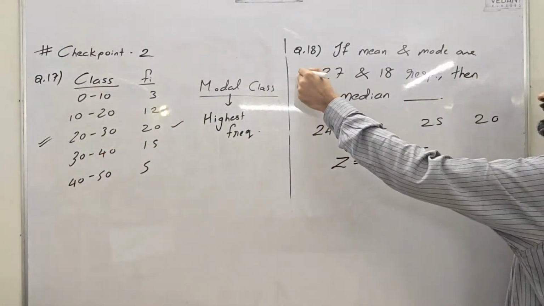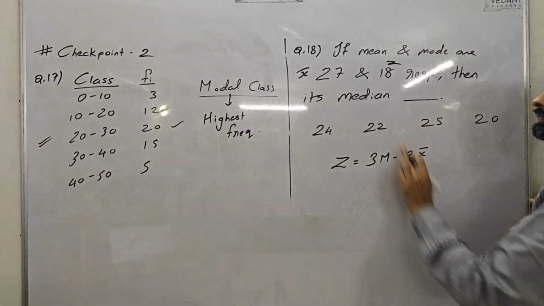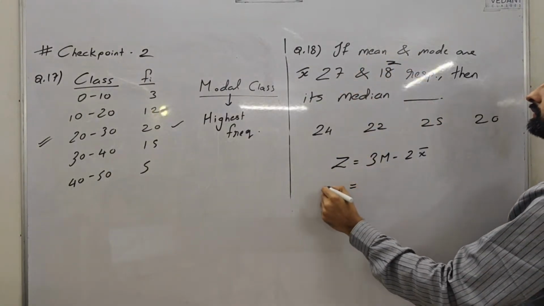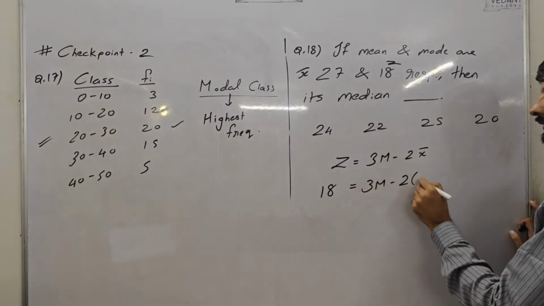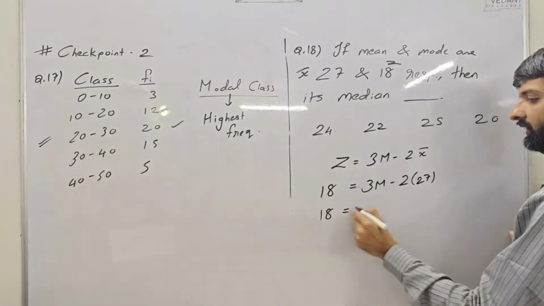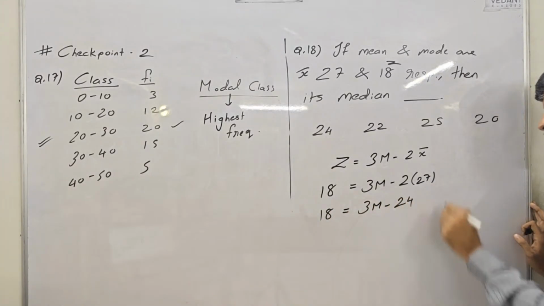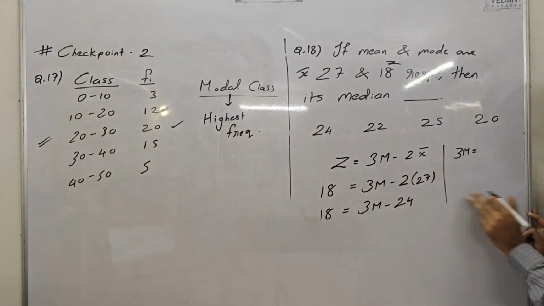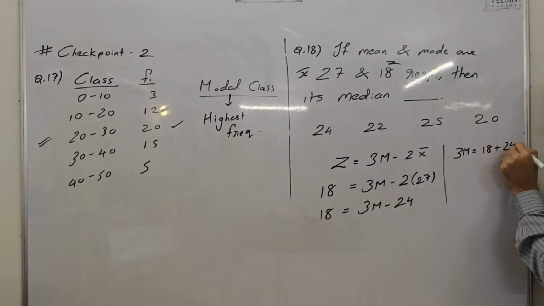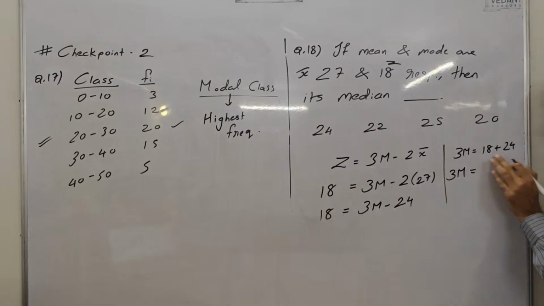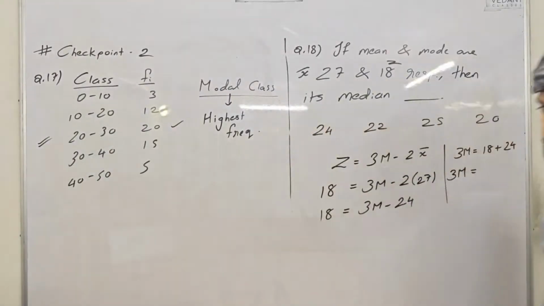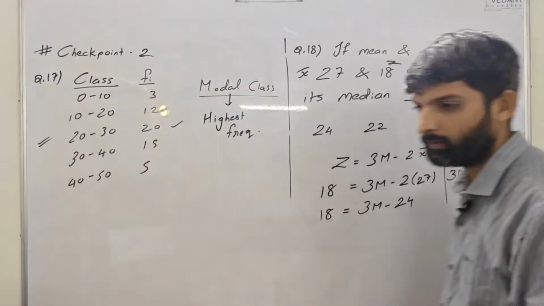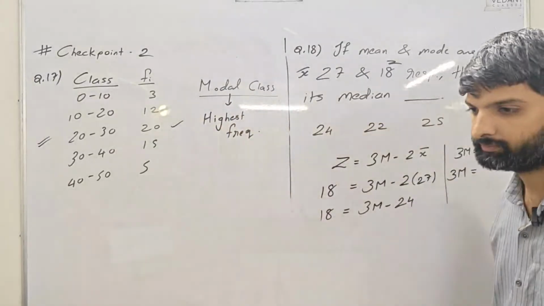This is the value of x bar, mean, and this is the value of z. So mean is given, z is given 18, 3m minus 2 into x bar is 27. So 18 is equal to 3m minus 24. So 3m is equal to 18 plus 24. So 3m will be equal to, what is 18 plus 24? Everyone getting? Okay, option A, 24 is the right answer.